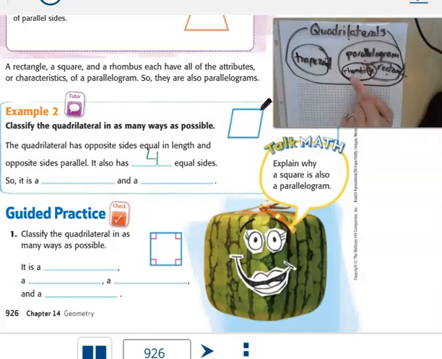Since the angles are not right angles, it can't be a square or a rectangle. Only the square and the rectangle have the right angles, and this one obviously doesn't, so it's not going to fit into those 2 categories.